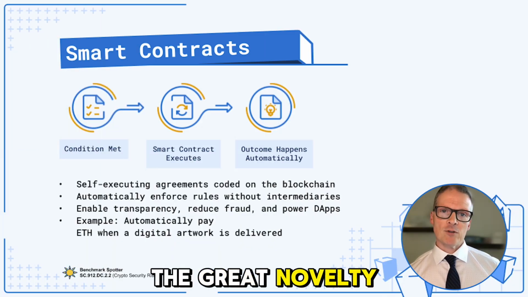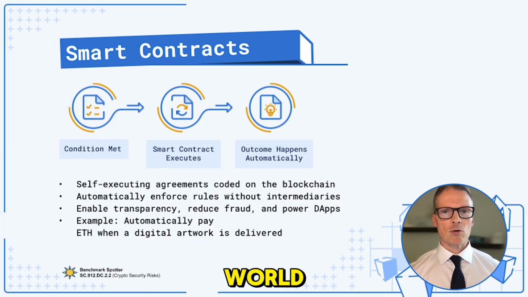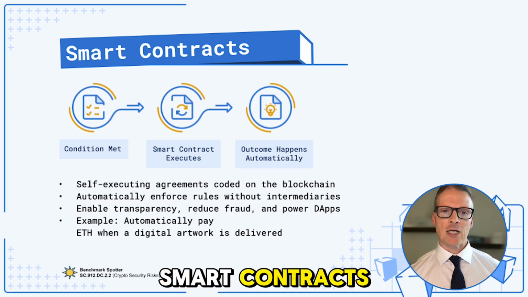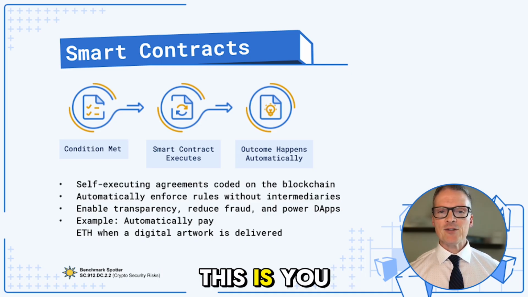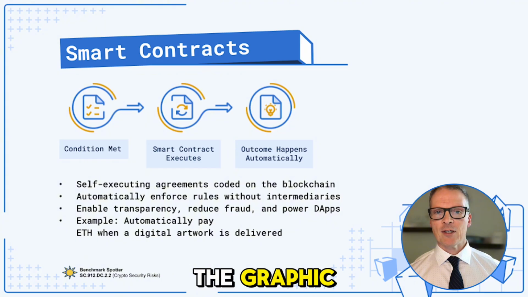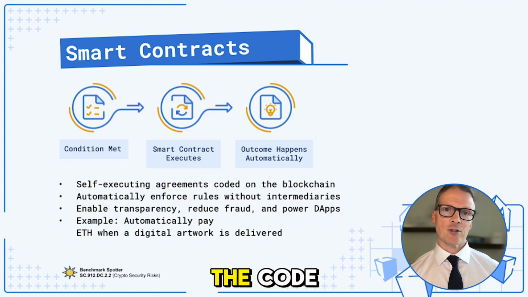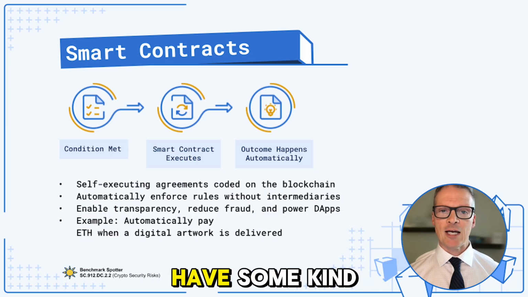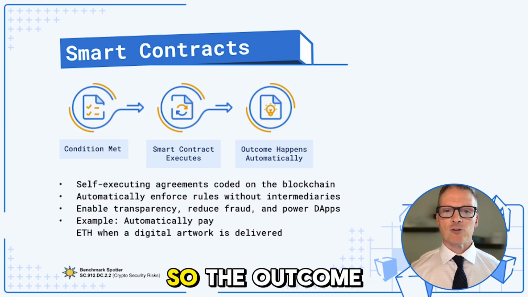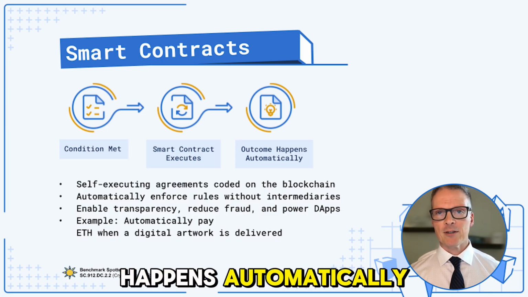The great novelty of what Ethereum brought to the world is what are called smart contracts. As you can see in the graphic, when a condition is met, the smart contract executes based on the code, and you actually have some kind of result. So the outcome happens automatically.